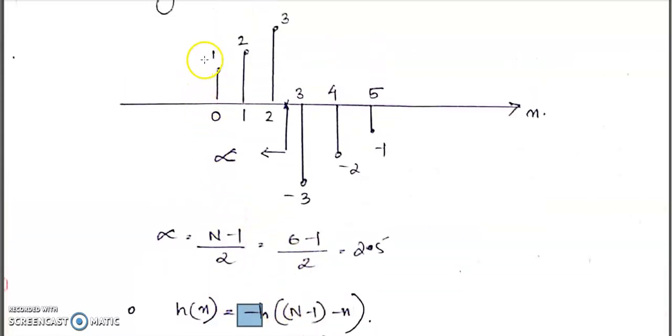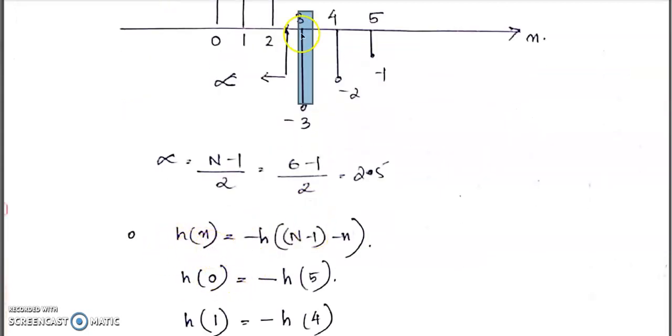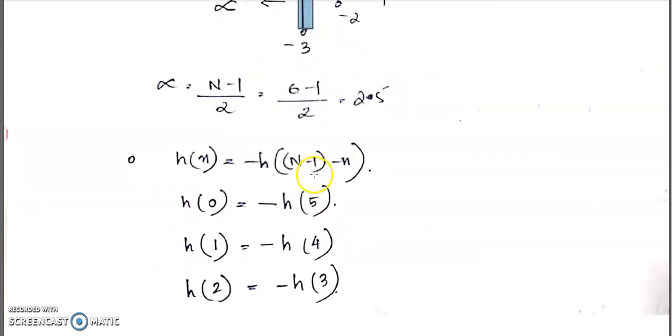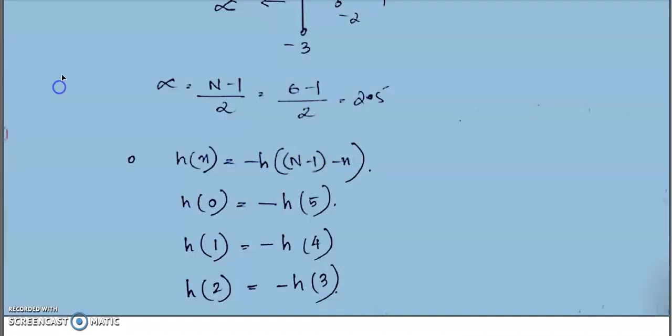That means h of 0 equal to 1 equal to minus of h of 5, and h of 1 equal to minus of h of 4, and h of 2 is equal to minus of h of 3. You can substitute the value of n, and you will get all these expressions. These all are okay. Thank you.